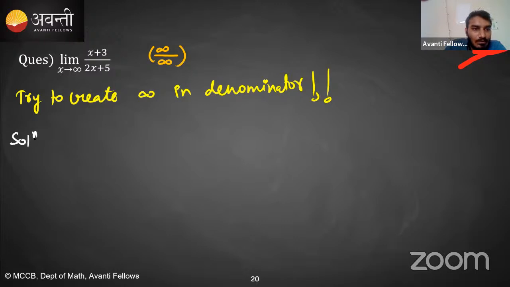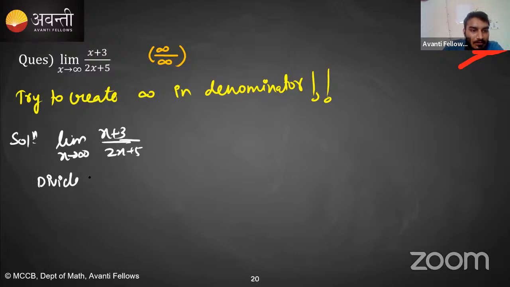Solution: limit x tends to infinity of x plus 3 upon 2x plus 5, right? So the limit is on x, and x is going to infinity. So what do you do? Divide numerator and denominator with x.